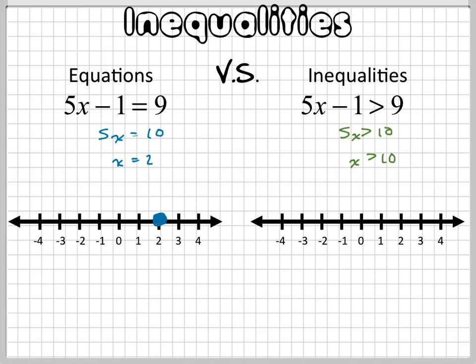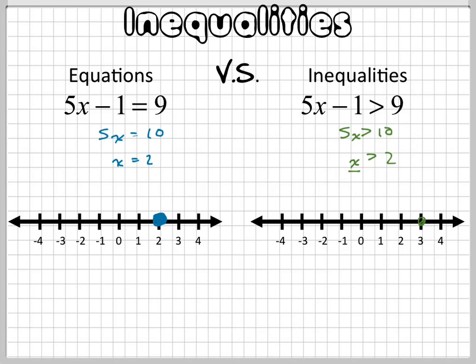Okay, so this says x is greater than 10. Oh, I'm sorry, that's not 10. That should be a 2. Okay, x is greater than 2. So can I put a dot on 2? Why not? Why can't I put a dot on 2? Yes, because it's greater than 2, and 2 is not greater than 2. So we can't put a dot on 2.